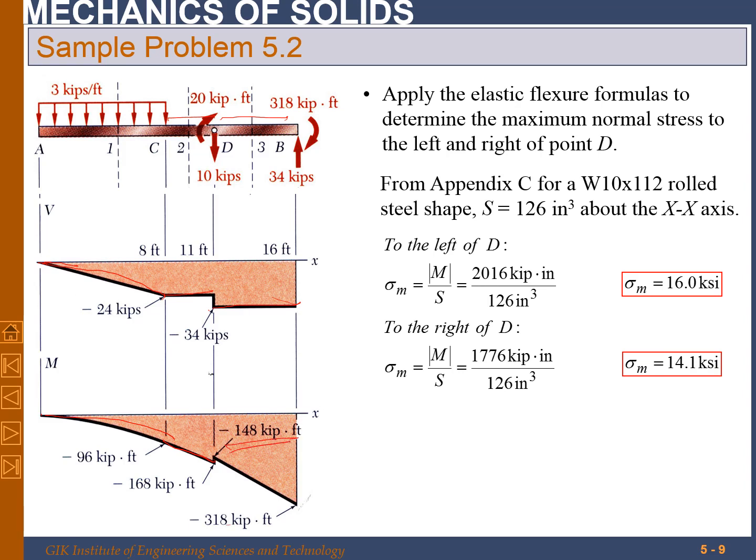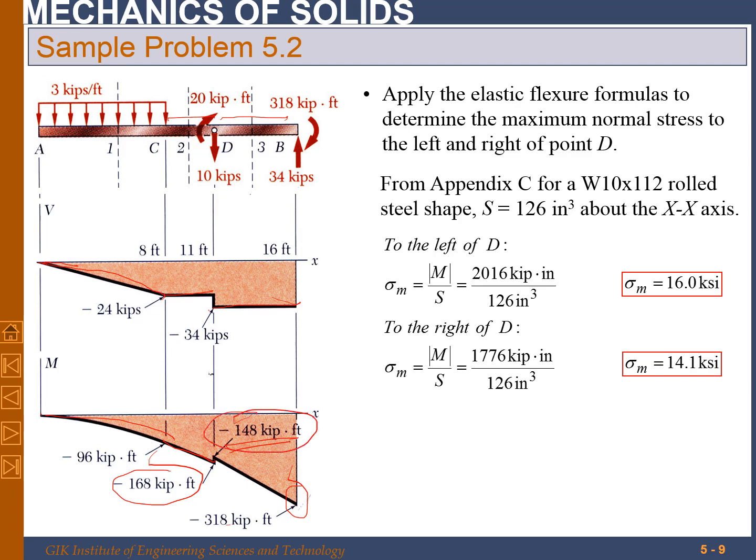And then from this point D to B, it will again be a straight line because the shear force is constant, so it will be linearly changing. And the maximum bending moment is 318 kilopound feet. So sigma, we have to find what the stresses are just before and after D. So before D, we have a bending moment of 168 kilopound feet, and after D, that is minus 148 kilopound feet.